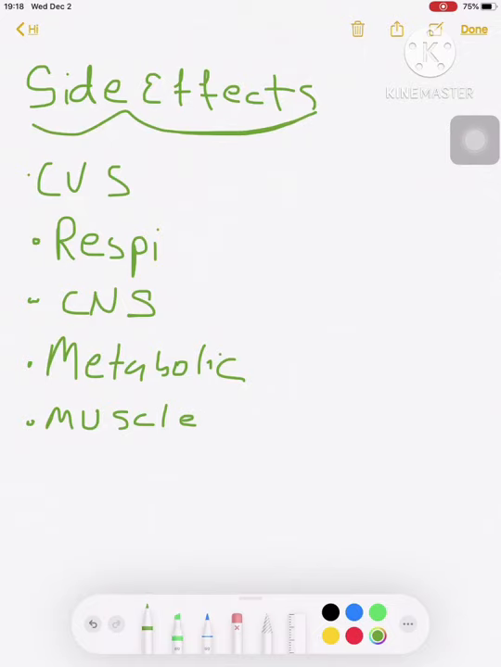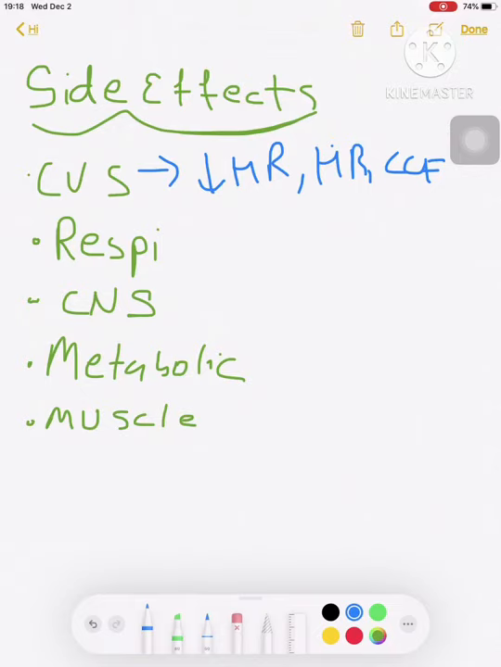So on cardiovascular organ, they may cause decrease in heart rate, and even they may cause heart blocks. If some patients have low cardiac reserve, then if you give beta blockers to this patient, you may precipitate congestive cardiac failure in this patient. So decrease heart rate, heart blocks, and CCF.